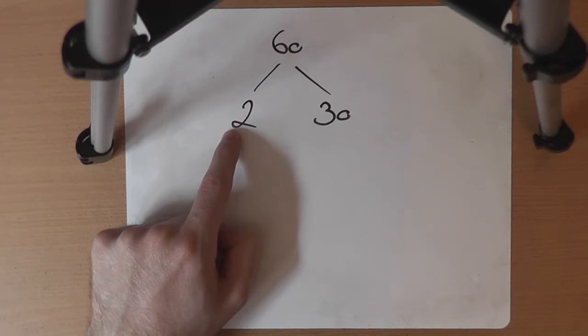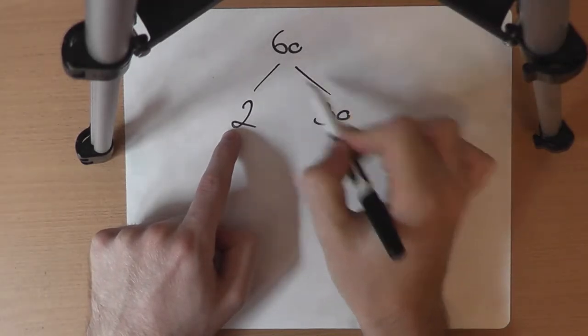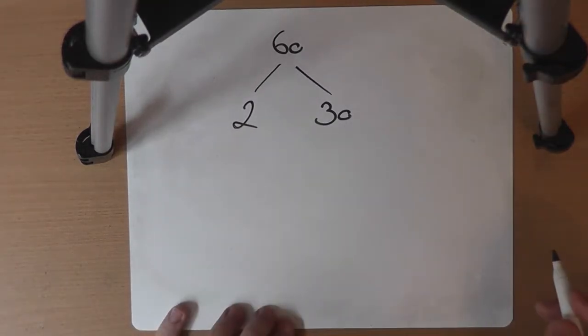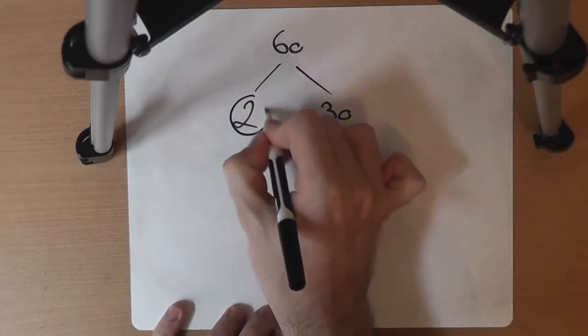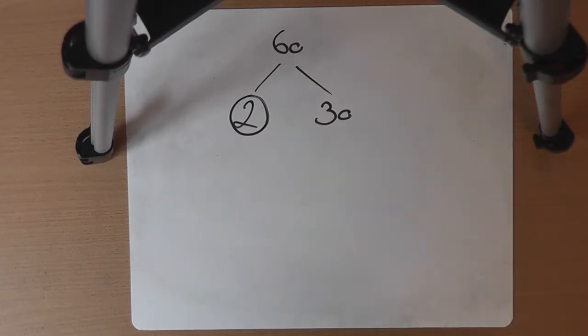2 is a prime number. Once I hit a prime number on a branch, that's these lines, then I can't do anything else on that. So I'm just going to circle that because that is done. Dealt with. Finished. Now on the other side, is 30 a prime number, or could we split it again?